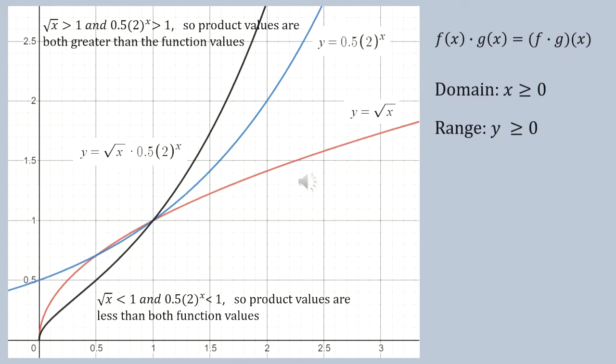When the function values individually were greater than 1, the resulting product is a value that's higher than both of the original functions. So the black graph is the product. Notice for values of x less than 1, the black graph is lower than the blue and the red graph, which are the original two graphs. But then for values greater than 1, the black graph is higher than the other two graphs.